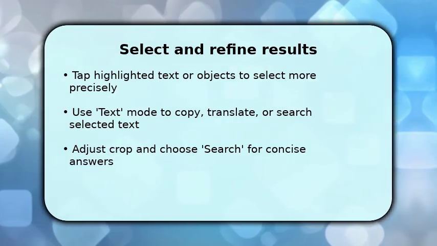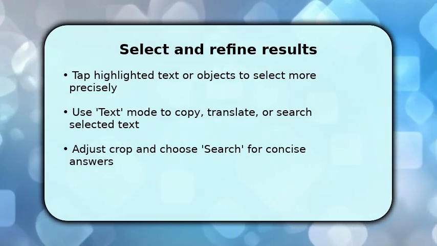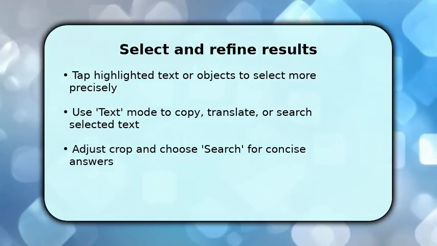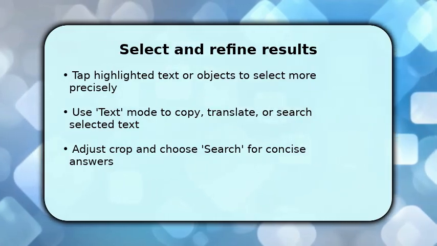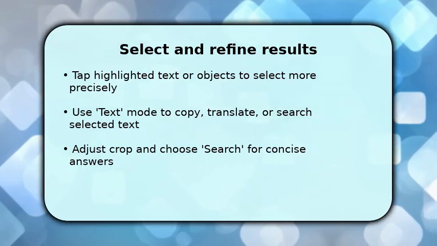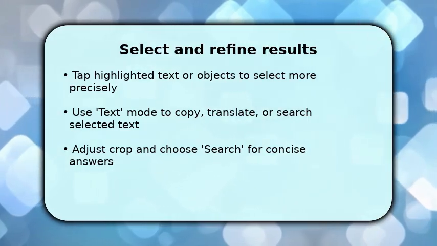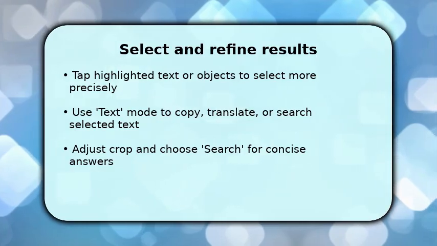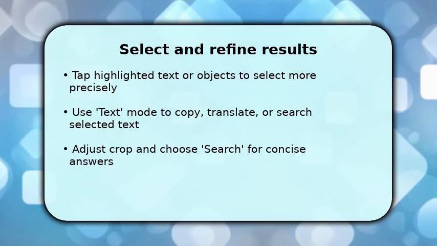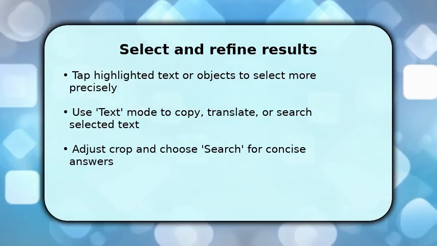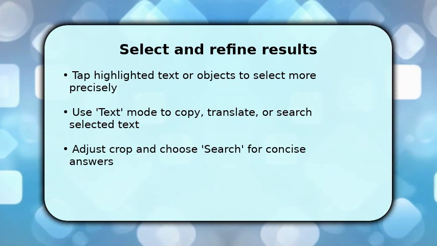Use text mode to copy or translate sentences, and drag the selection handles to include only the question or relevant lines. Then, choose the search action to pull up web results, definitions, and step-by-step solutions. If multiple matches appear, swipe through suggestions and use the similar or shopping tabs to narrow results. This helps you find the most authoritative answer quickly.